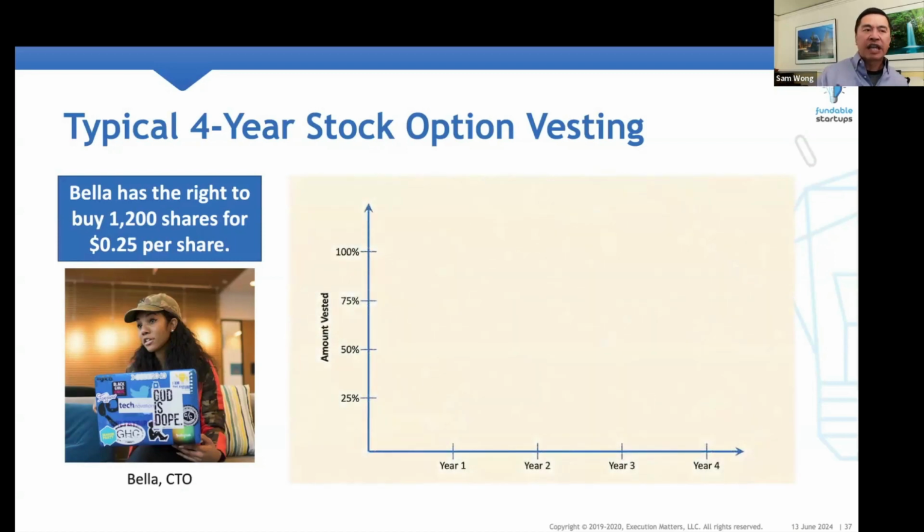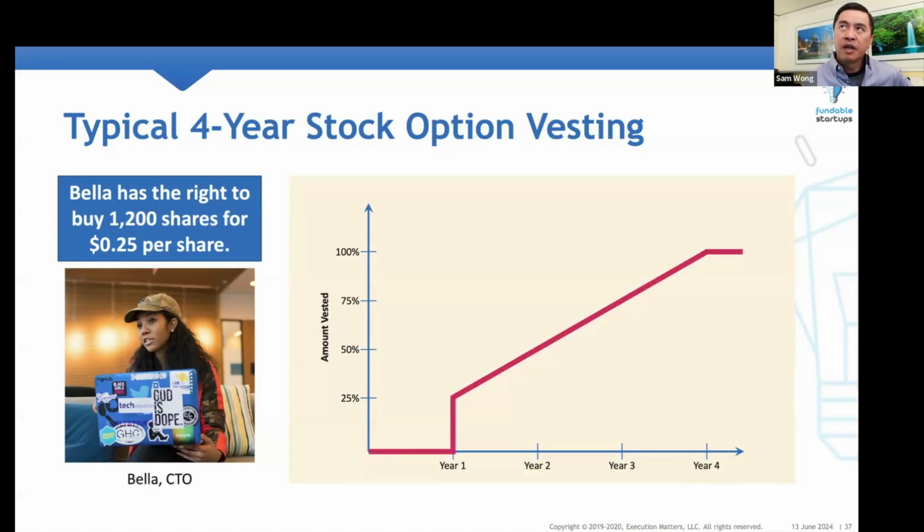So most people, I think, understand this, but I'll cover it briefly here anyway. A standard 4-year vesting cycle would mean Bella doesn't get any of those options on day one, the day she was hired. She has to vest over time. You have to stay at the company for a period of time before those options slowly, incrementally become yours to keep. So in the first year, 0 options have vested.